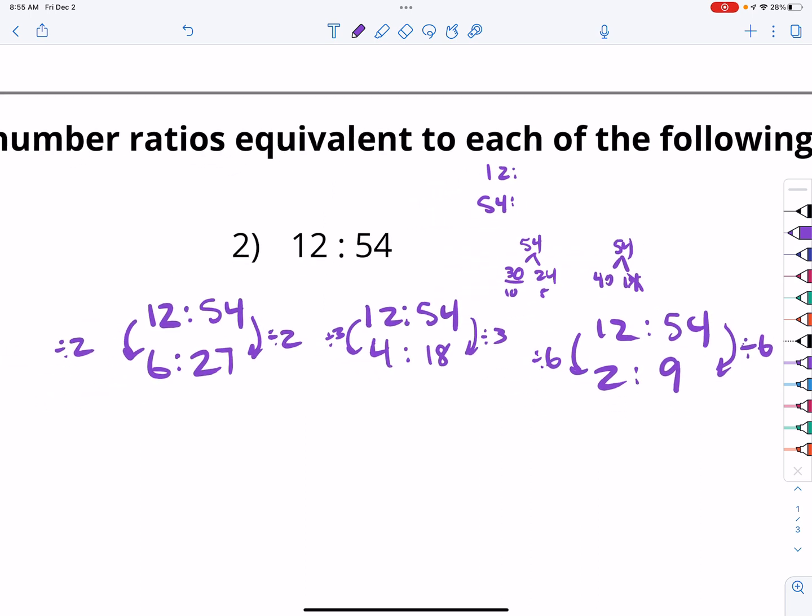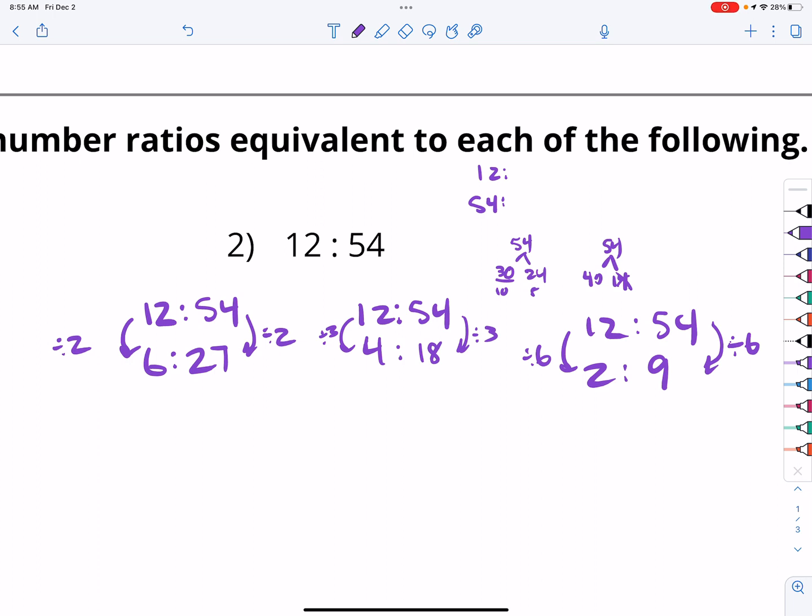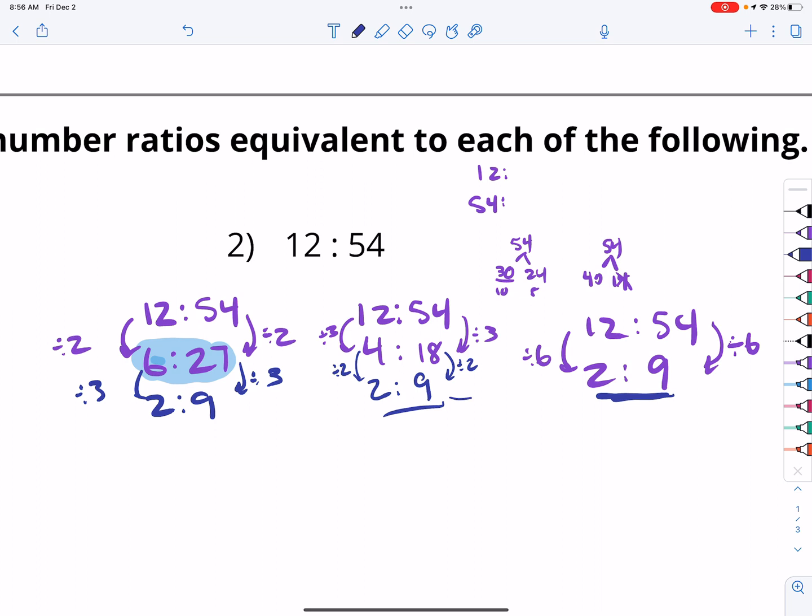As our numbers get larger, it's a little more difficult to see if you found all of the equivalent ratios. One way to check is to look here: 6 and 27 both have a common factor of 3, so I could simplify that one some more. I'll write that in blue. If I simplify this by dividing by 3, I would get 2 to 9, which we also see over here. And 4 to 18 are both even, so we can divide both by 2. That would be 2 to 9, which again we see over here.